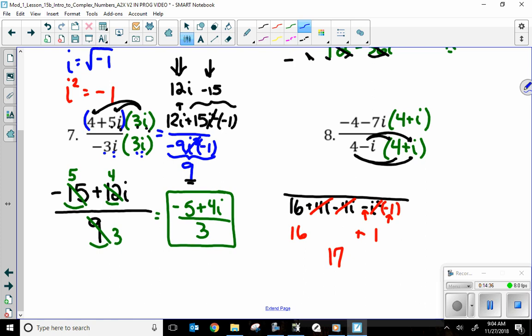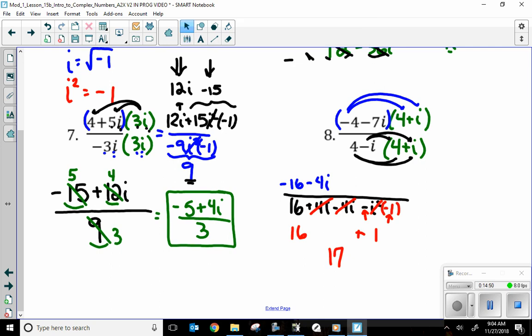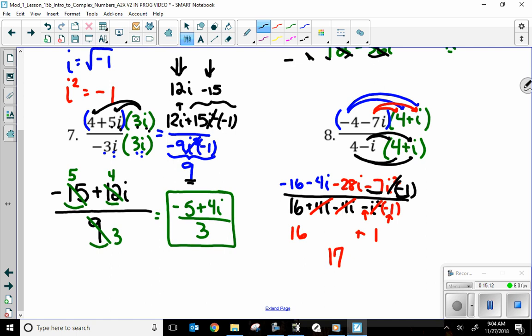So let's FOIL, shall we? Negative 4 times positive 4 is negative 16. Negative 4 times i is minus 4i. Negative 7i times 4 is negative 28i. And negative 7i times i is negative 7i squared. Well, we know i squared is negative 1. A negative 7 times a negative 1 gives me a positive 7.